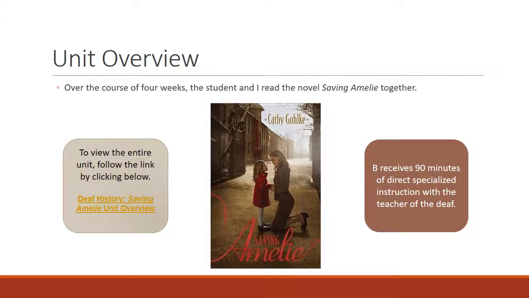On this slide, you'll also see a link for the unit overview. So if you would like, you can click on the link and it will take you to the Google document in which you can view the entire unit and the standards that I used on a day-by-day basis. And then you can return to my presentation by simply pressing escape or closing out your internet browser.